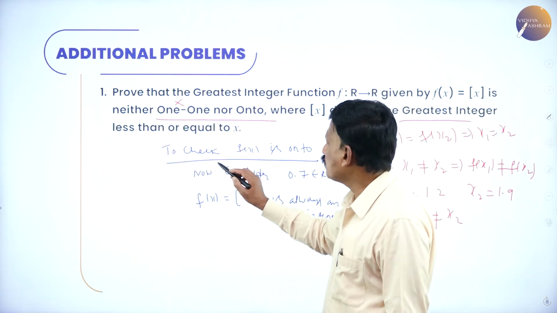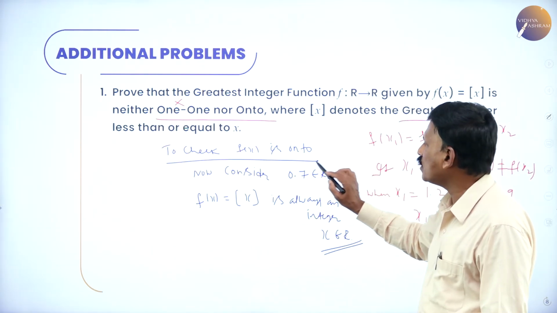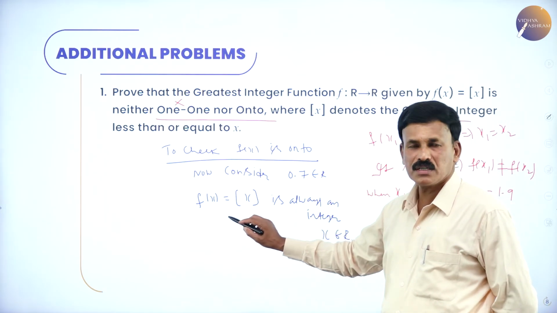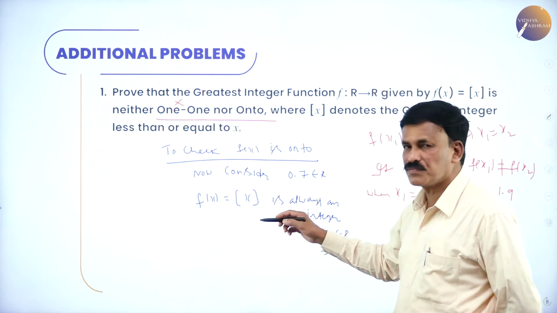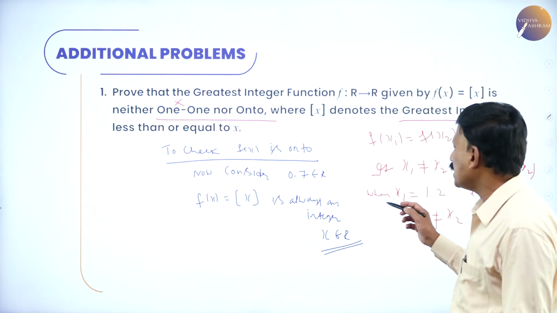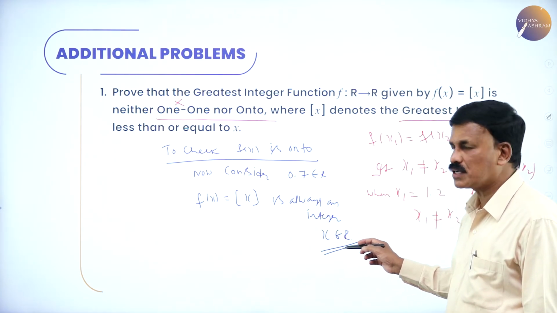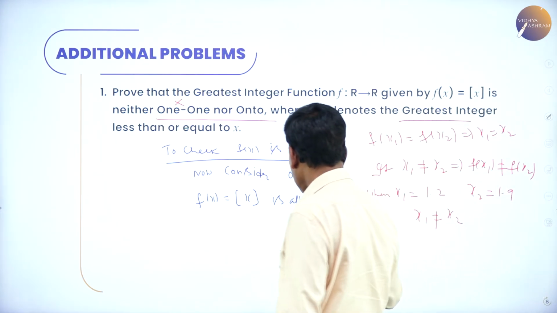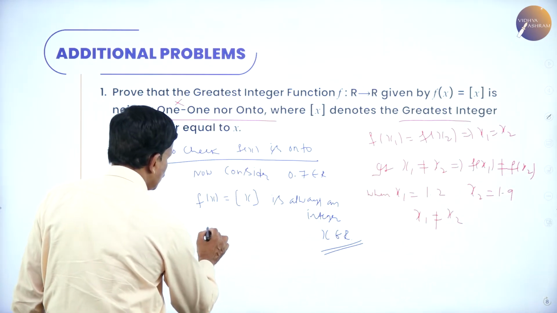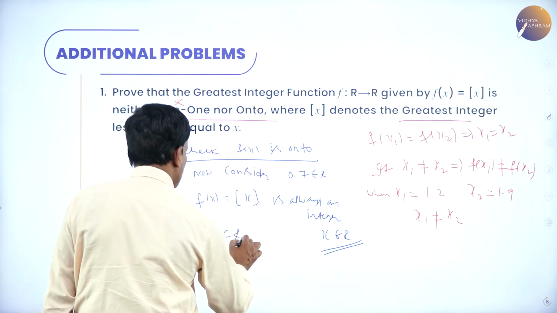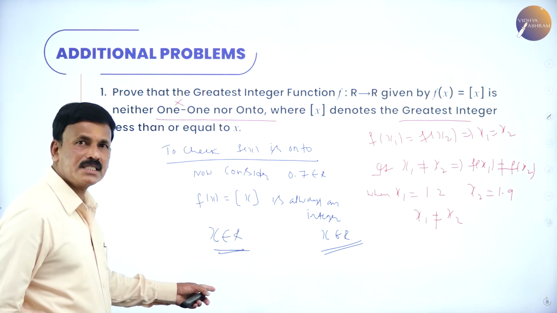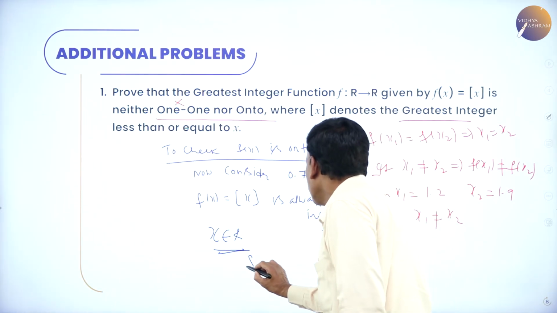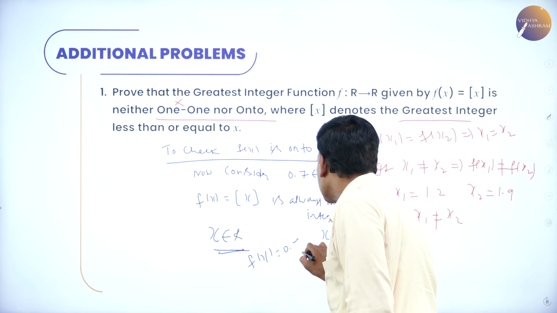Now let us come to the second part, to check whether f of x is onto. Now consider 0.7 belongs to R. Since f of x is the greatest integer function, we know it is always an integer. So there does not exist any x belonging to R such that f of x is equal to 0.7.